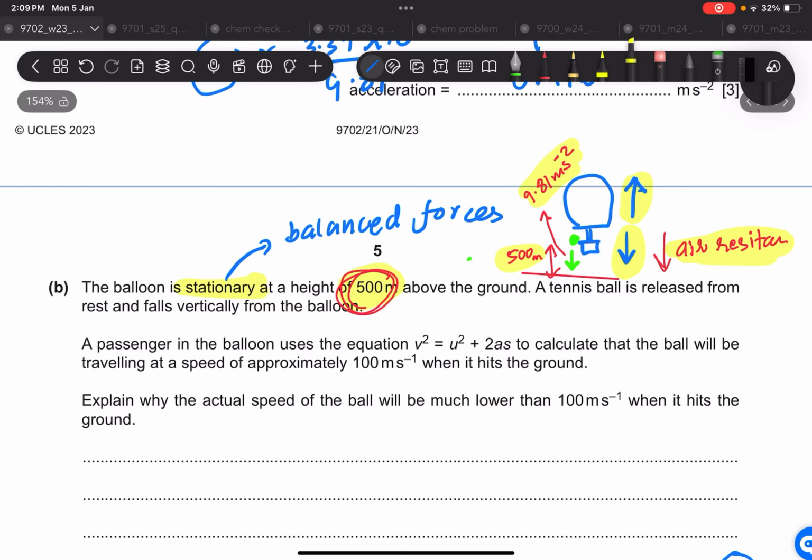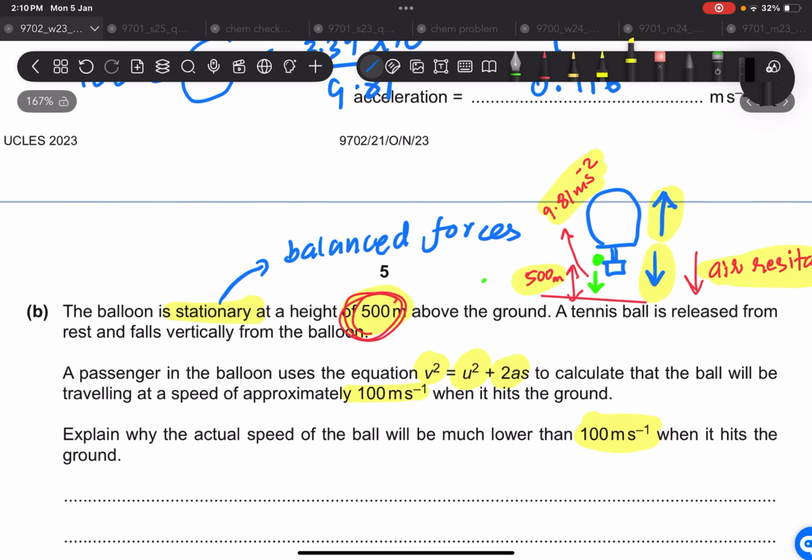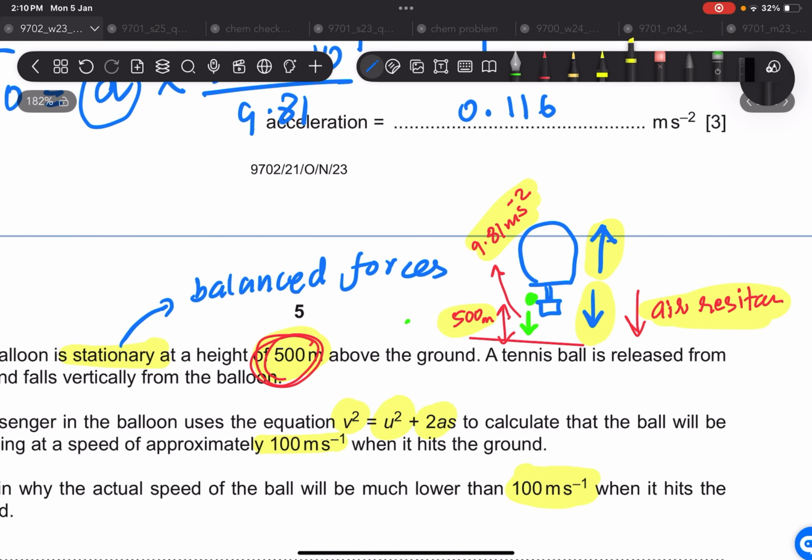A passenger in the balloon uses the equation v square equals u square plus 2as to calculate that the ball will be traveling at a speed of approximately this when it hits the ground. Explain why the actual speed of the ball will be much lower than this when it hits the ground. Because उसकी acceleration change होगी. अब आपको इस तरह के questions, I know they might trick you, but what's happening is try to understand.